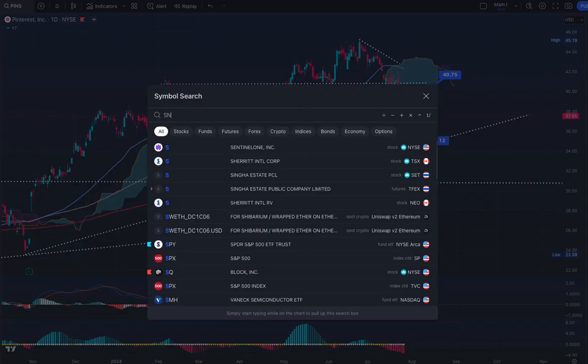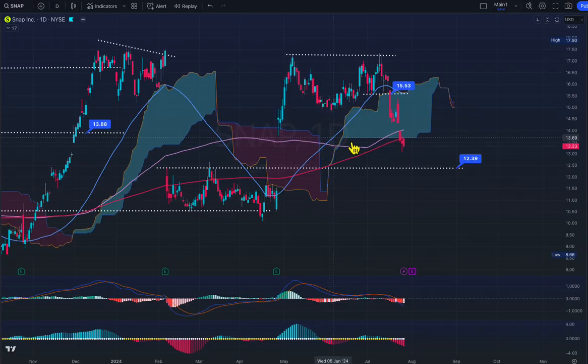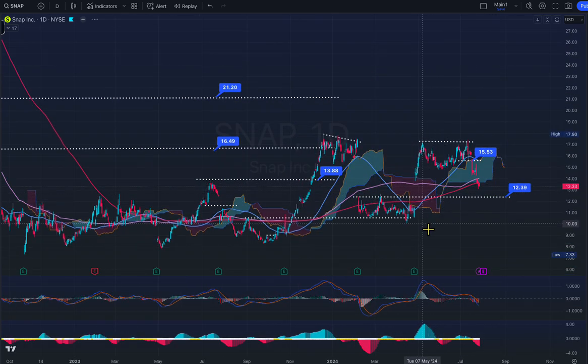Then remember, Snap wants to go lower too. Look at that. We already broke the 200. So Snap is below the 50, 100, and 200. We just broke the 200, and look, it entered bear territory. Snap wants to go lower.